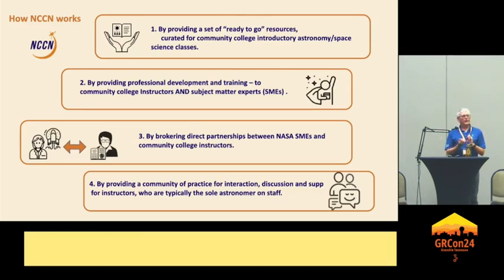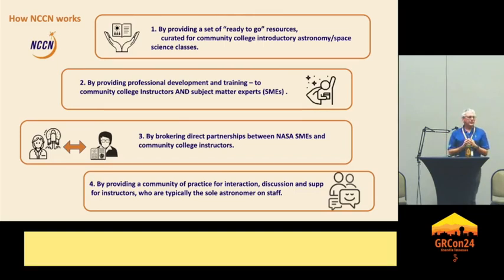The third one is we actually bring one-to-one contact between NASA subject matter experts and those community college instructors, either for the subject matter experts to give presentations to the students, or simply a one-to-one interaction and conversation between the scientist and the teacher to help them through some of the more complex, perhaps, topics that they have to cover in these astronomy courses. And the last one is providing a community of practice.